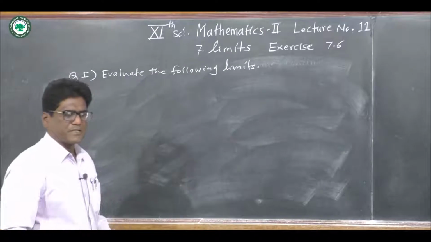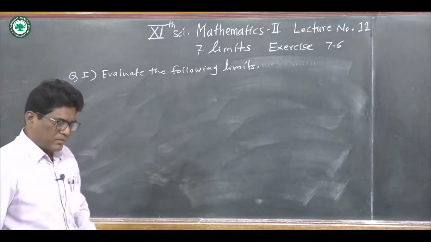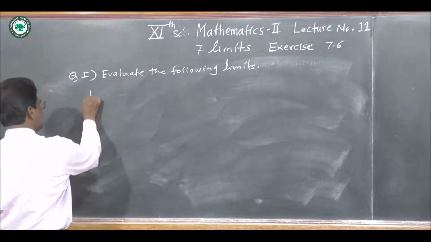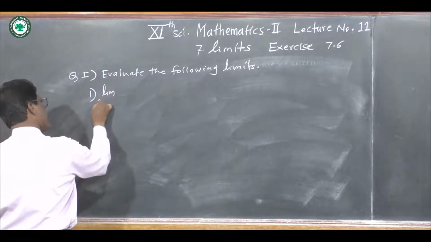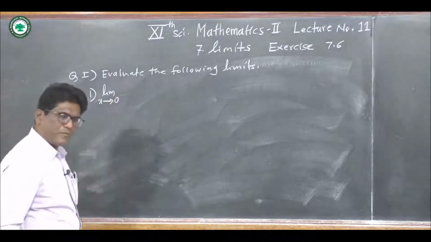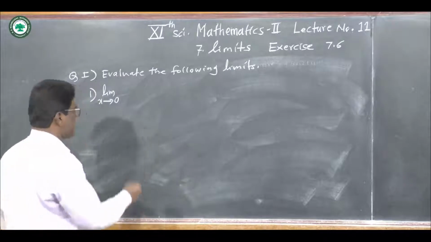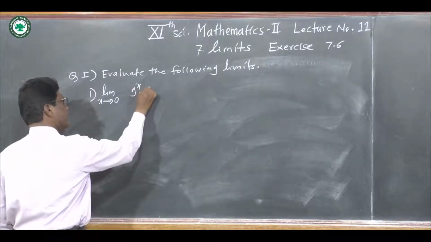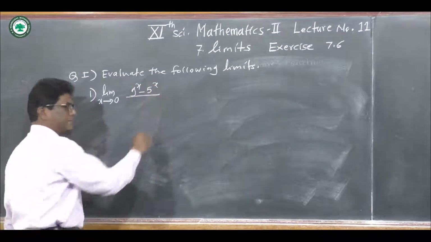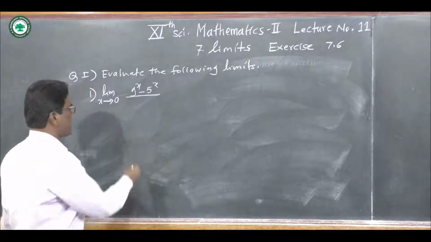Evaluate the following limits. First example is the limit as x tends to 0 of (9 to the power x minus 5 to the power x) divided by (4 to the power x minus 1).